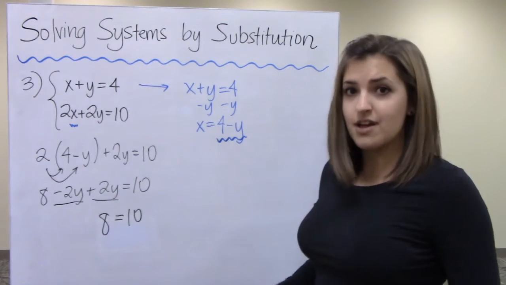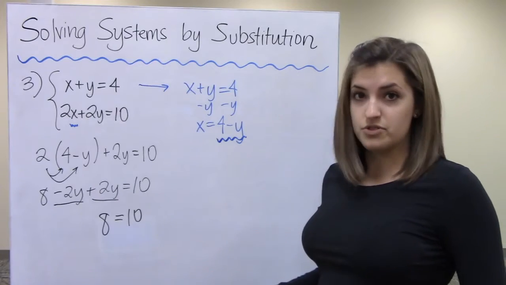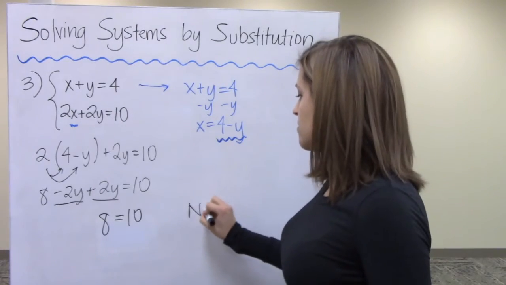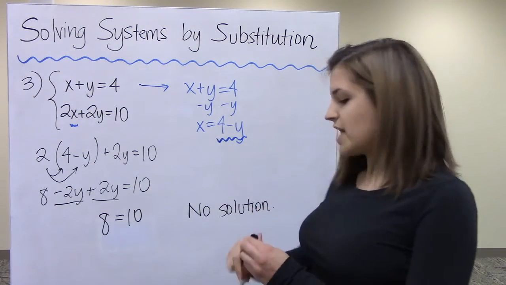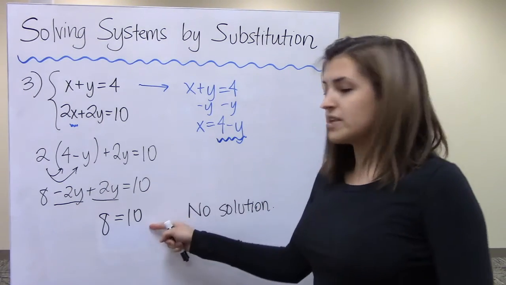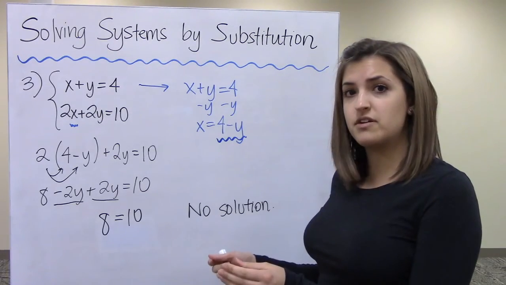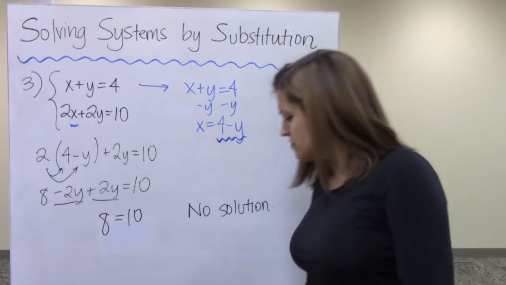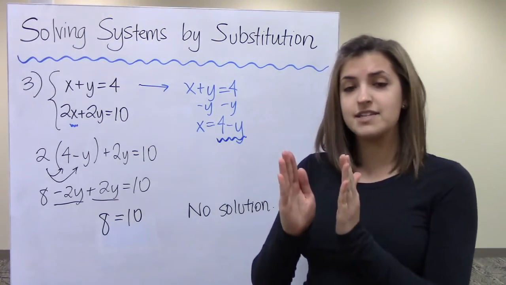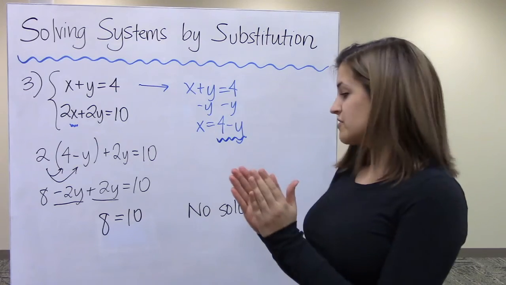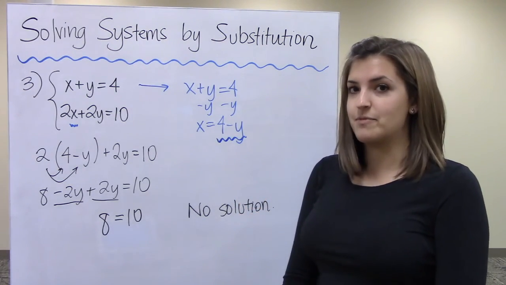That's not true. So when this happens, this tells us that we have no solution. So we have no solution for this problem. So remember, this happens when you end up with an answer that is not true. So you get two numbers equal to each other that are not the same. And if you remember, this looks like on a graph when we have two parallel lines and they never intersect. So there's no solution. All right, now you can try these at the bottom of your guided notes.